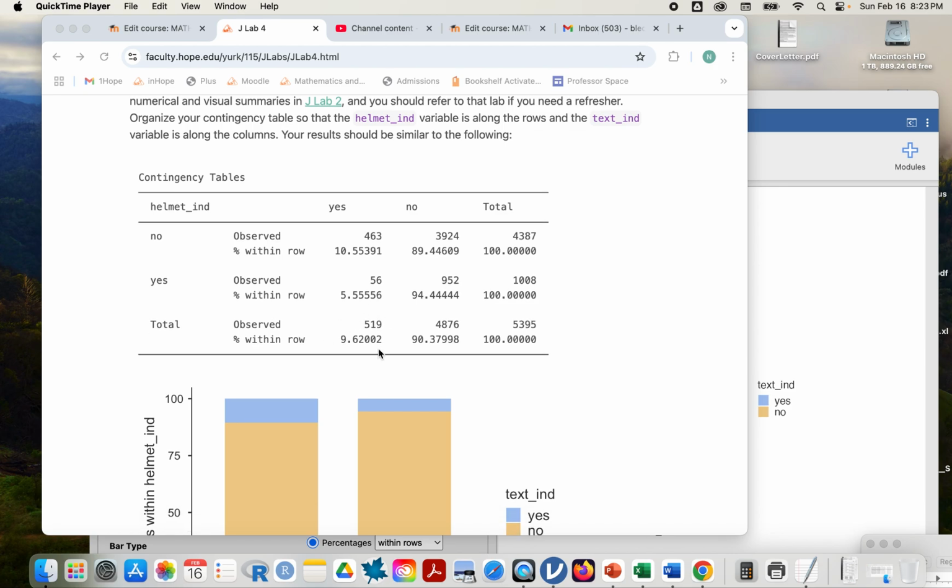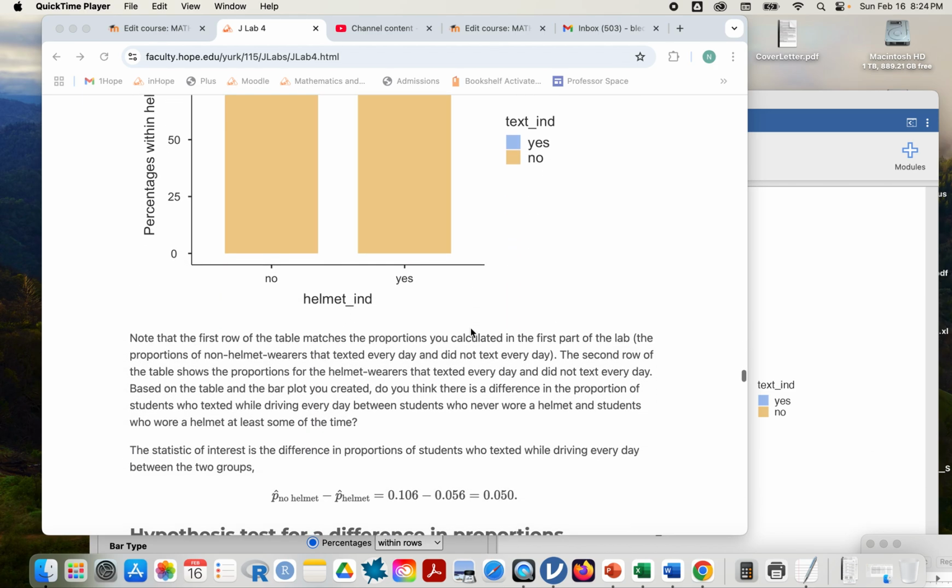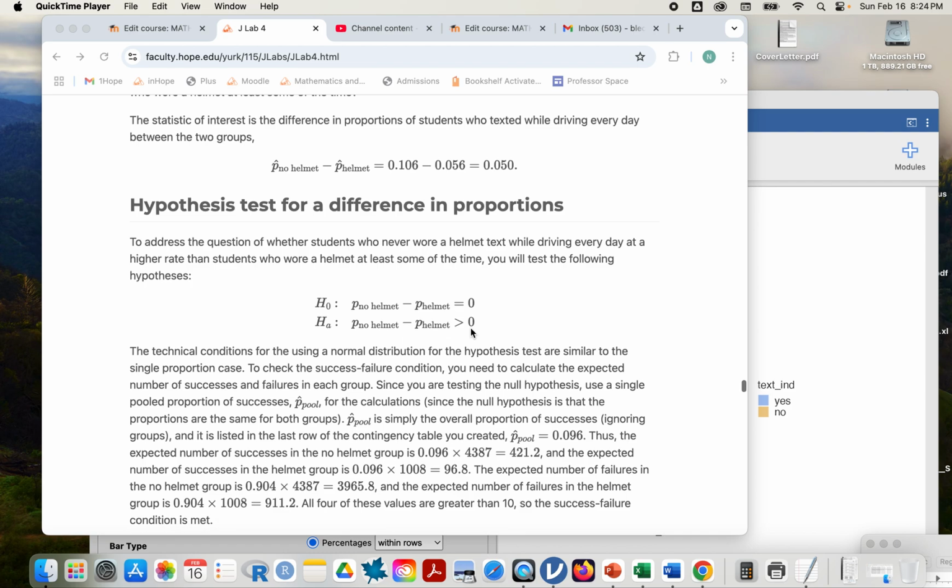And what we do to make sure that we have met the validity constraints, we take this value, the 0.0962, multiply it by 4387. We do the same for 1008, and we want both of those values to be larger than 10. We take this value, 0.9037, times each of these values. These are the expected values in these two locations, and we want to, again, make sure that those are both at least 10. Clearly, we've met those conditions, so we're good to move forward.